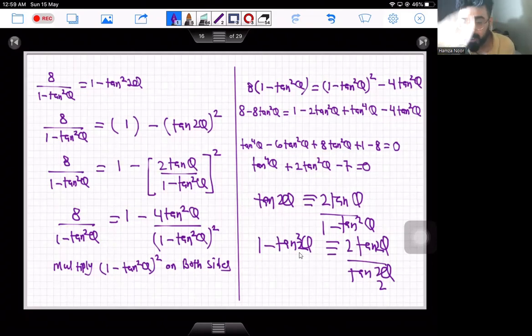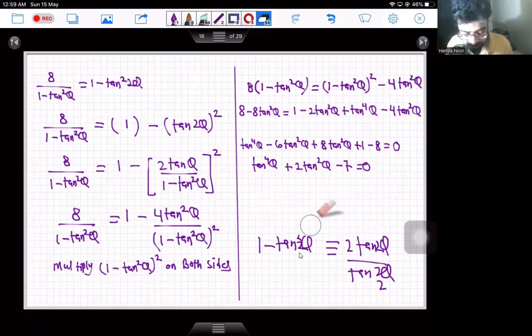So what would be the need to do all the steps which we have done so far? Things would get a little bit more complicated, so you need to avoid these sort of steps in the exam.